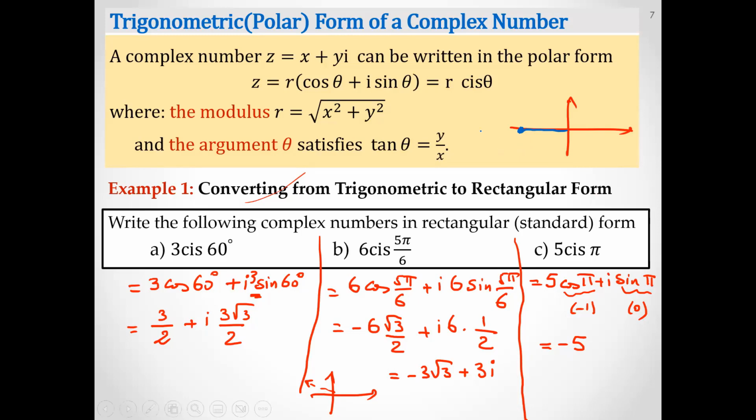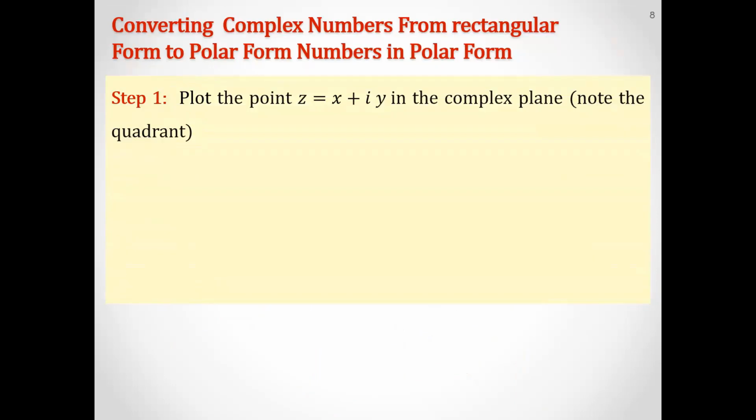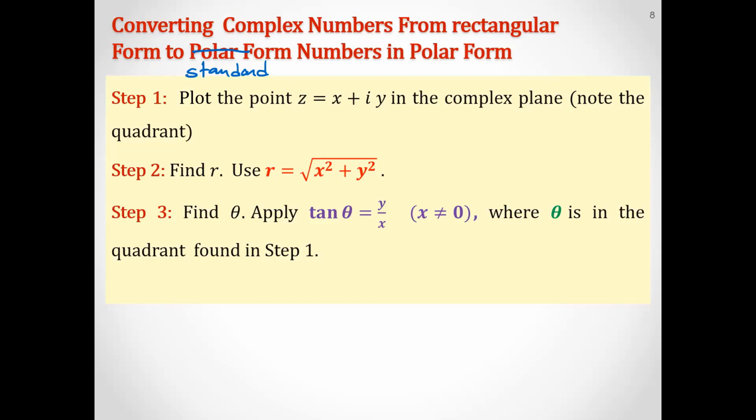Okay? So this is how to convert from polar or trigonometric form. It's called polar form or trigonometric form. We are using trigonometric functions: sine, cosine, and tan. So from the standard form to the polar form, it's easy. Just plot the complex number in the complex plane to find the quadrant, calculate the modulus, and calculate the reference angle using tan inverse.